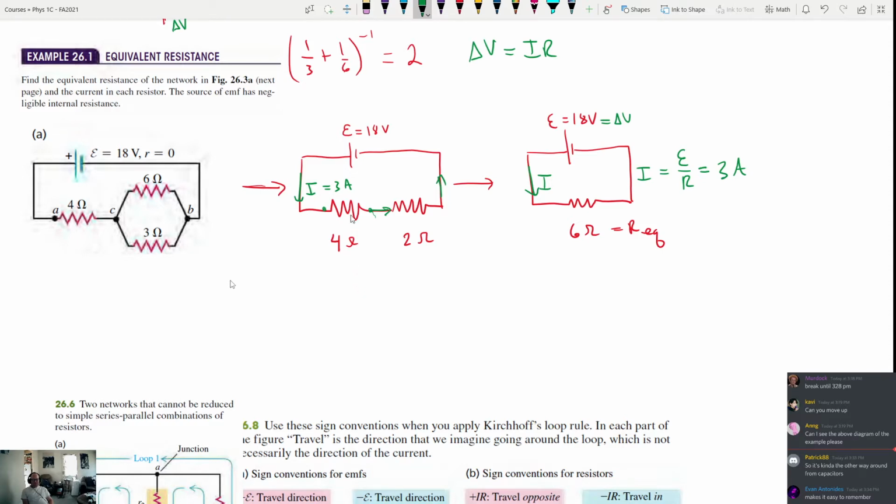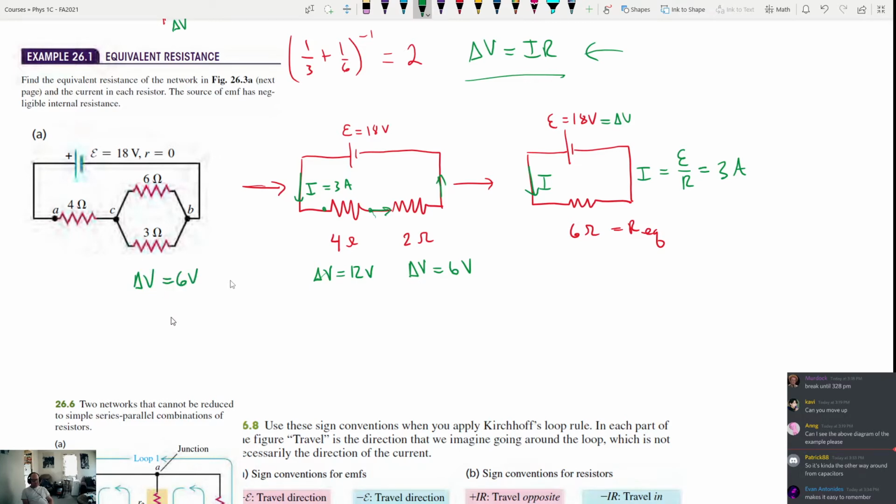So we can also then use this equation now and do I times R to find delta V here. So delta V for this resistor here should be equal to 3 times 4, or 12 volts. Delta V for this resistor should be equal to 3 times 2, or 6 volts. All I'm doing is just using that equation over and over again, just like we did with the capacitors. As we go back to this position here, delta V for both of these is going to be 6 volts.